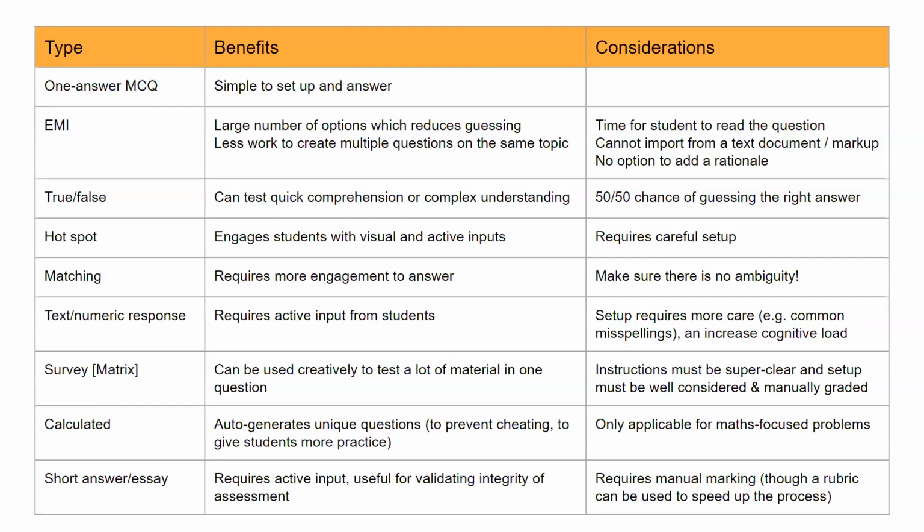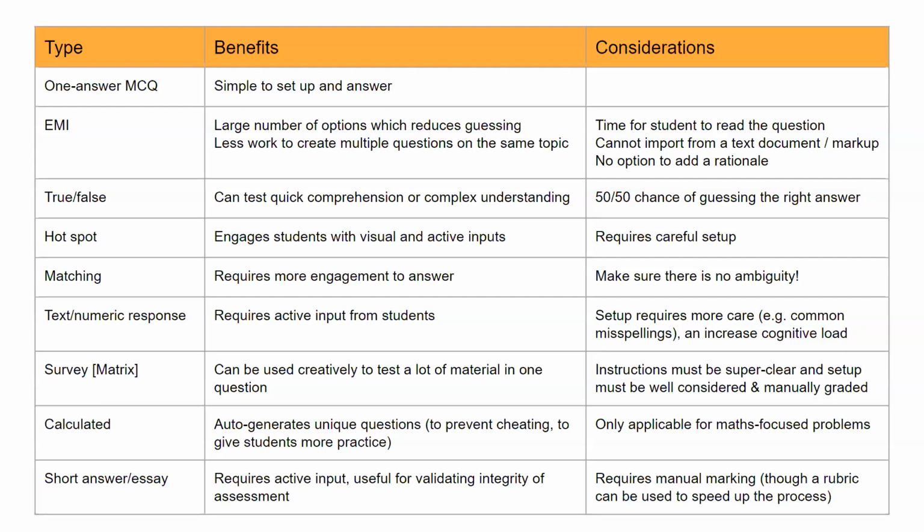There's also true and false, which is commonly used, but it only tests lower levels of understanding, and it encourages guessing. So if you wanted to test higher order thinking and applied scenarios, true and false is harder to make work. Then you have hotspot questions, for if you have an image and you want students to identify different areas. It does require very careful setting up because it can go wrong. Other question types we have are matching questions, text or numeric responses, survey matrix, calculated questions, and short answer questions.